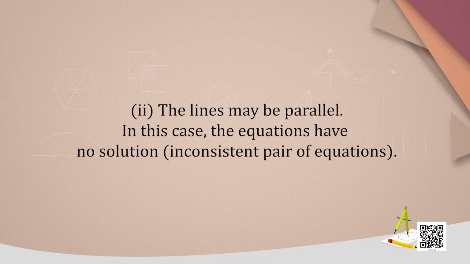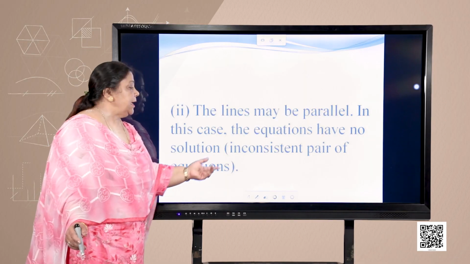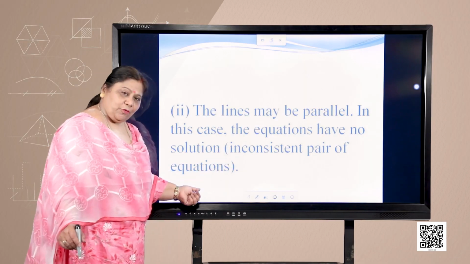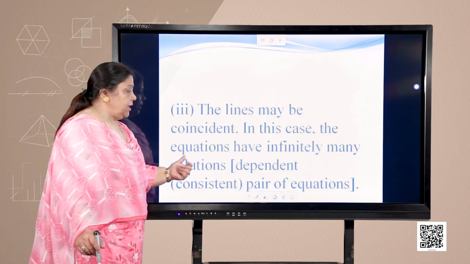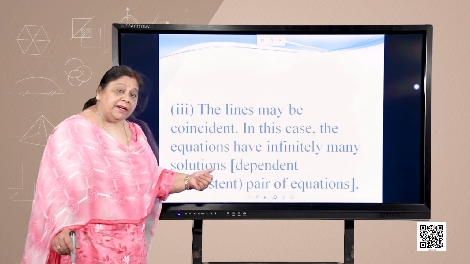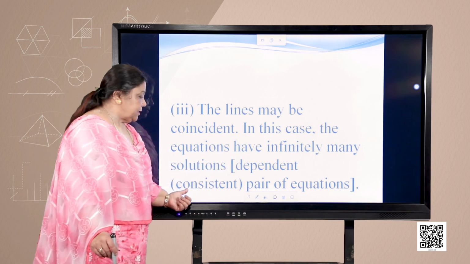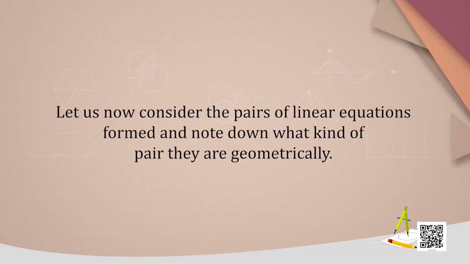The lines may be parallel. In this case, the equations have no solution and we call it an inconsistent pair of equations. In the third case, the lines may be coincident. In this case, the equations have infinitely many solutions and we call it a dependent and consistent pair of equations. Let us consider the pair of linear equations formed and note down what kind of pair they are geometrically.